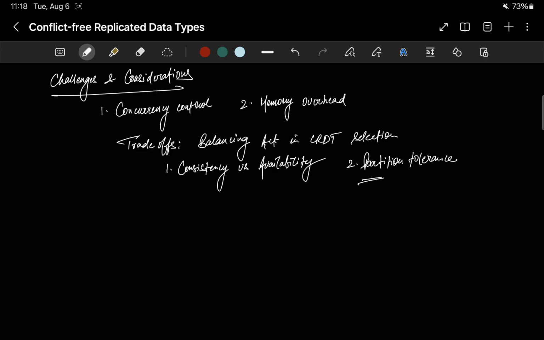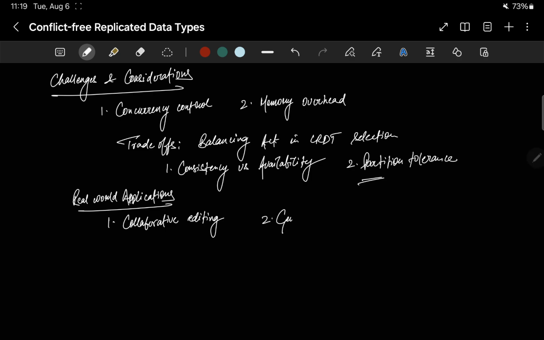And in the end, we will talk about real world applications of CRDTs. First one is collaborative editing. We have talked about it so much in this video that it must be obvious by now. CRDTs are prominently used in collaborative editing systems, ensuring that changes made by different users are correctly merged. This allows for seamless collaboration without conflicts.